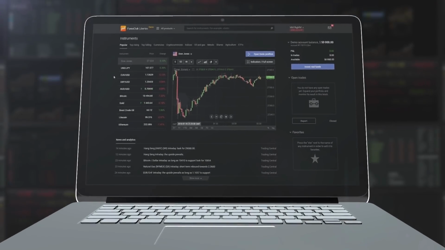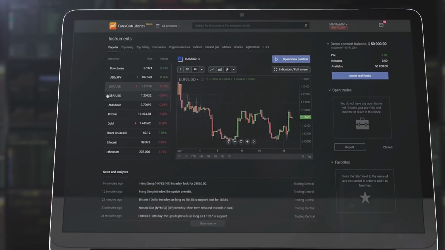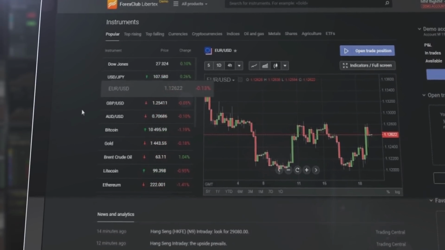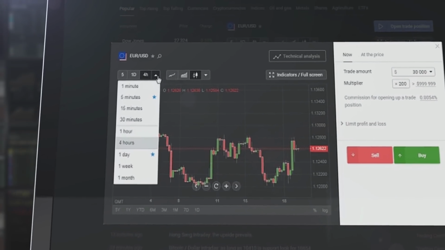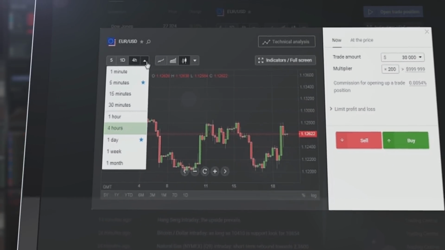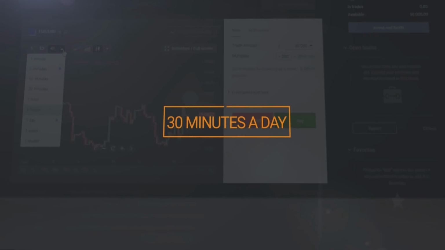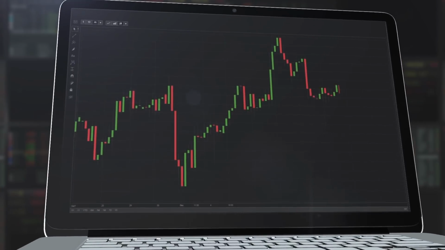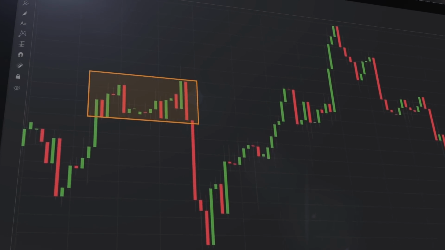The EUR4H strategy is based on breaking down the key support and resistance levels for the most popular currency pair, Euro-USD. A 4-hour chart is used for trading, and it does not take more than 30 minutes per day to work with the system. An experienced trader knows that the start of a strong trend occurs when the price falls outside a defined price range.